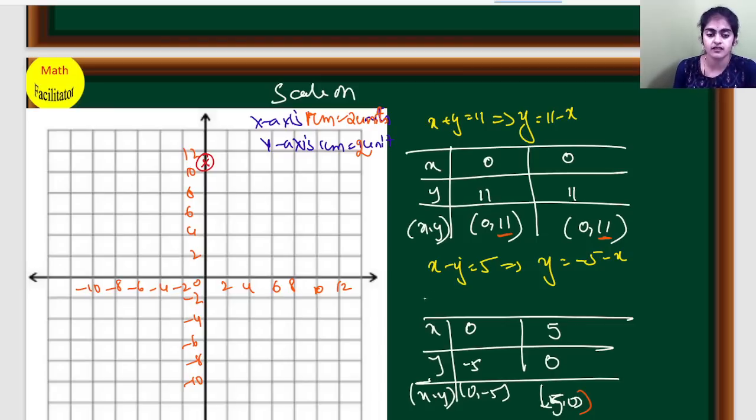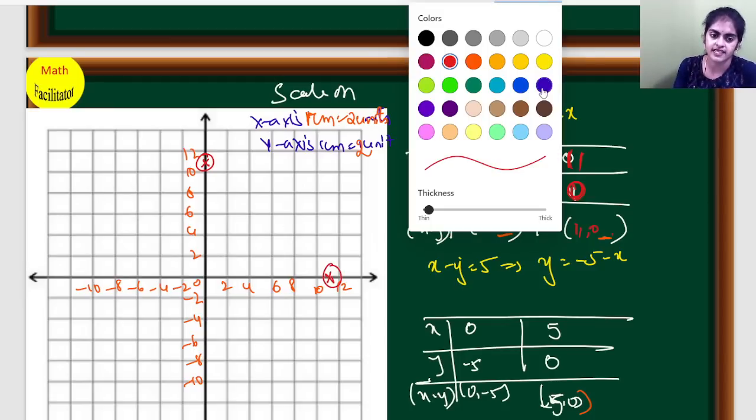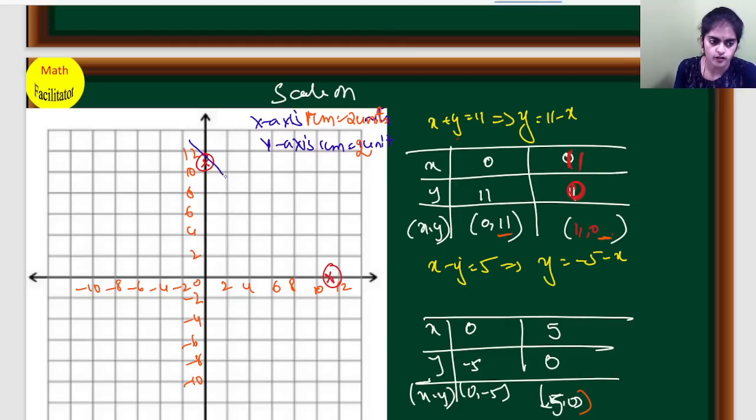One second. If I substitute 0 here, I'll get 11 here, isn't it? So the two are the same points I've taken. If I take x as 0, y is 11. If I take y as 0, x is 11. So this point will be nothing but 11, 0. So 11 on the x-axis and 0 on the y-axis is this point. Now join this line. This is the first line, isn't it? So this is the line representing x plus y equals 11.